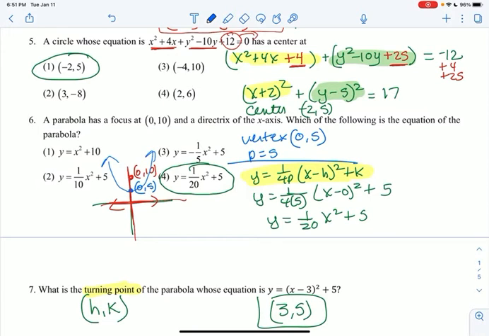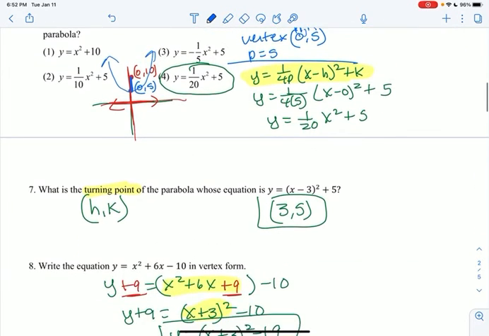So how do I find p? P is just the distance from the focus to the directrix, this blue line that I just did there. So it's 5 away. So it's 1 over 4p. P is 5, 1 over 4 times 5. And then my h and my k, as I said before, are my vertex. And it's x minus h squared, so it's x minus 0 squared plus 5. And all I did was clean it up. 1 over 4 times 5 is 20. And the x minus 0 squared can just be written as x squared. So that's choice 4.